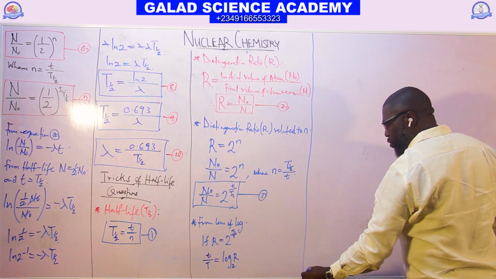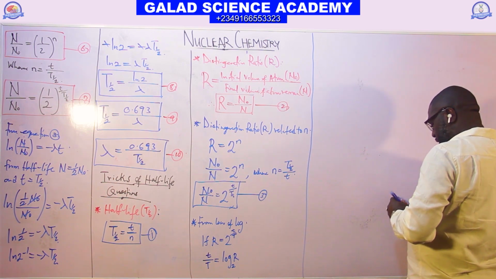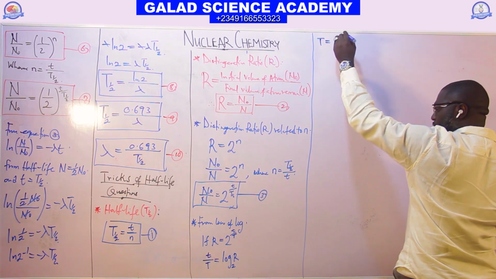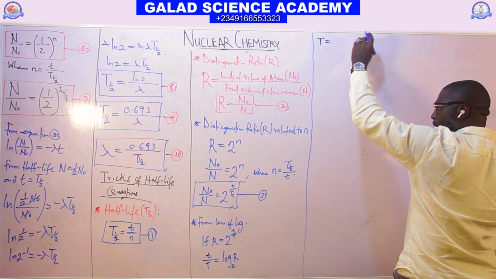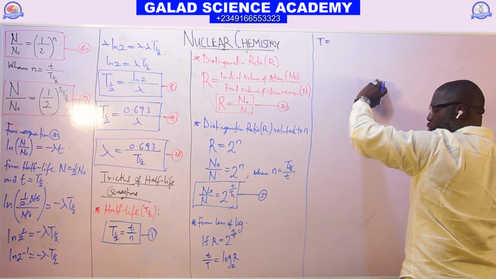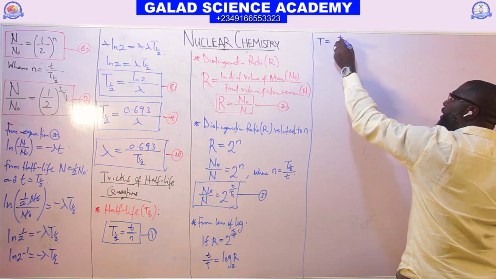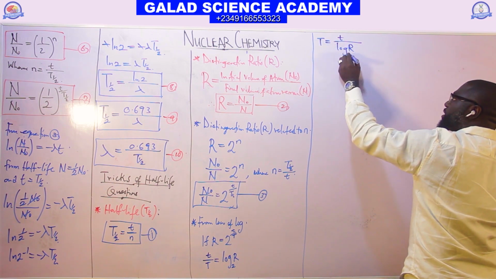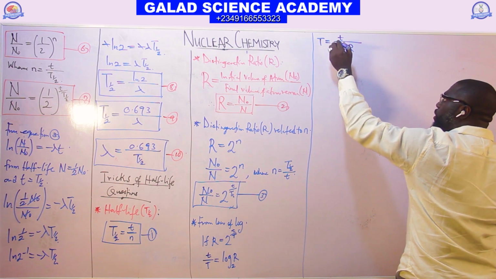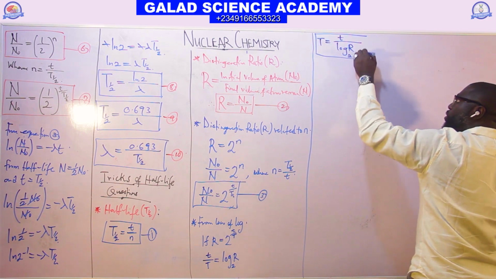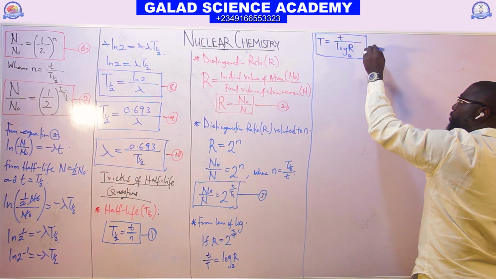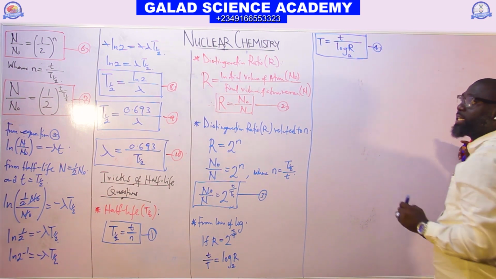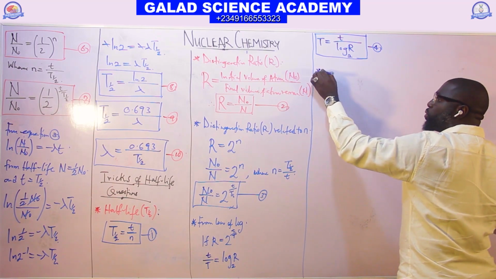By applying that, you can finally arrive at capital T equal to small t over the logarithm of R, the disintegration ratio, to base 2. This will be equation 4.